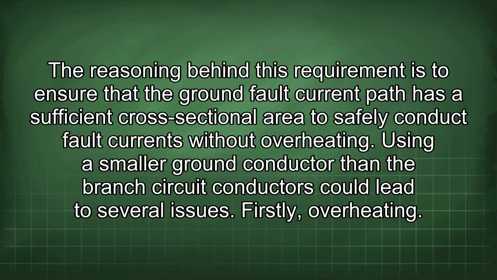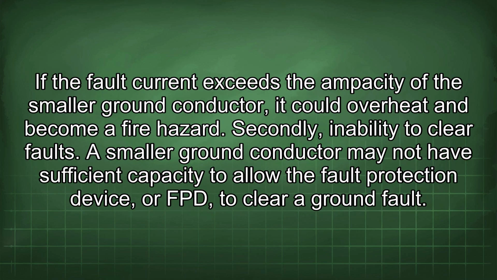The reasoning behind this requirement is to ensure that the ground fault current path has a sufficient cross-sectional area to safely conduct fault currents without overheating. Using a smaller ground conductor than the branch circuit conductors could lead to several issues. Firstly, overheating. If the fault current exceeds the ampacity of the smaller ground conductor, it could overheat and become a fire hazard. Secondly, inability to clear faults.